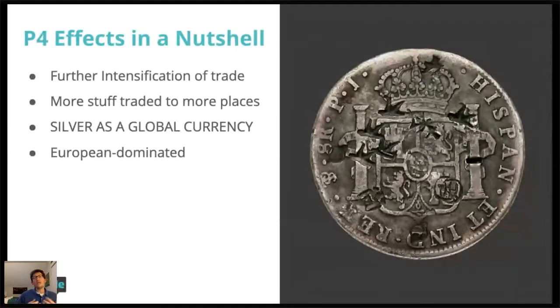The pieces of 8 from Spain. And then, of course, this global trade, this time period, even though a lot of different groups are participating, Europe will come to dominate it. So that's by the end of the time period. So kind of keep that in mind in a nutshell anyways.